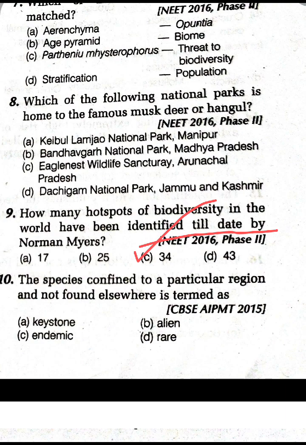Next one, the species confined to a particular region and not found elsewhere is termed as, they are known as endemic species. Option number C is the correct one. The species which are confined to a particular region and not found elsewhere are termed as endemic species.